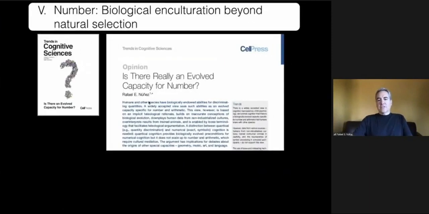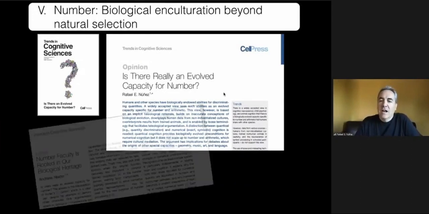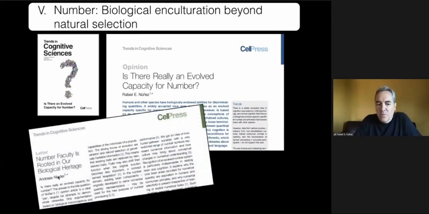So that was essentially part of the argument of that article: why is number really an evolved capacity? There was a response from one renowned neuroscientist saying, well, number faculty is rooted in our biological heritage, which is something I completely agree with. The problem, of course, is what does it mean to root something in biology? Everything we do is rooted. I'm talking, I need to be rooting my speech in my biological heritage.